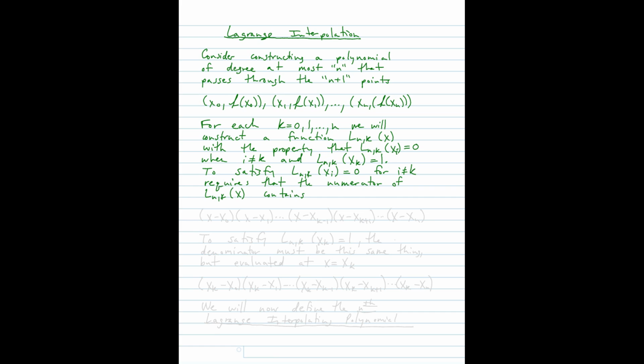So in order to satisfy this condition that L equals 0 for i not equal to k, we need to require that the function L contains a certain quantity in the numerator, and that quantity is x minus x naught times x minus x1 times x minus x k minus 1, x minus x k plus 1, all the way through x minus xn.